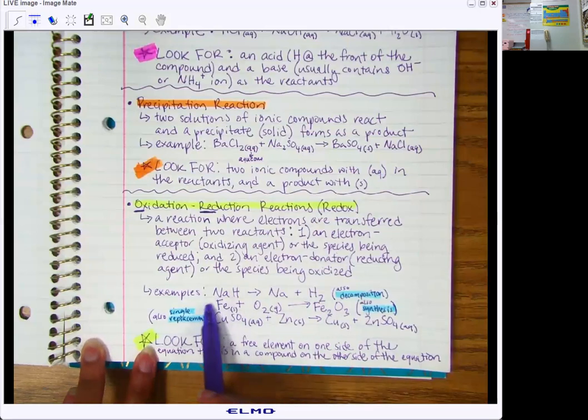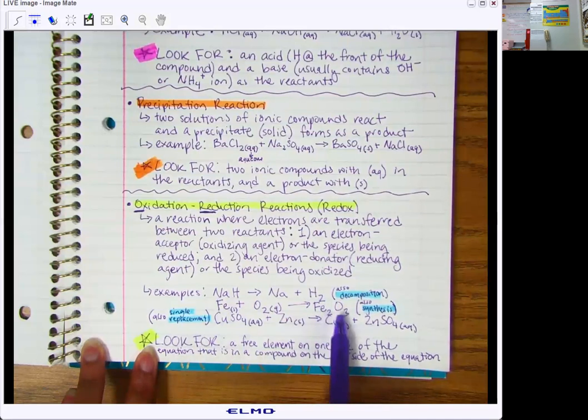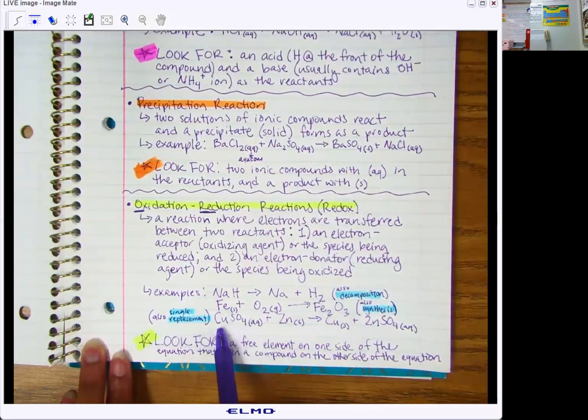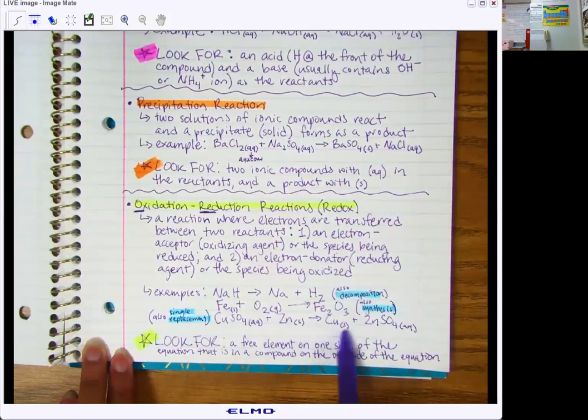Here in the second example, this iron reacting with oxygen to give us iron, I believe this is iron(III) oxide. And for this reaction here, we can see that the iron is a free element on the reactant side, but we can see that it's in a compound on the other side of the reaction. This is also a redox reaction. The last example I have here is this copper sulfate reacting with solid zinc to give a solid copper, and also zinc sulfate, right, which is aqueous.